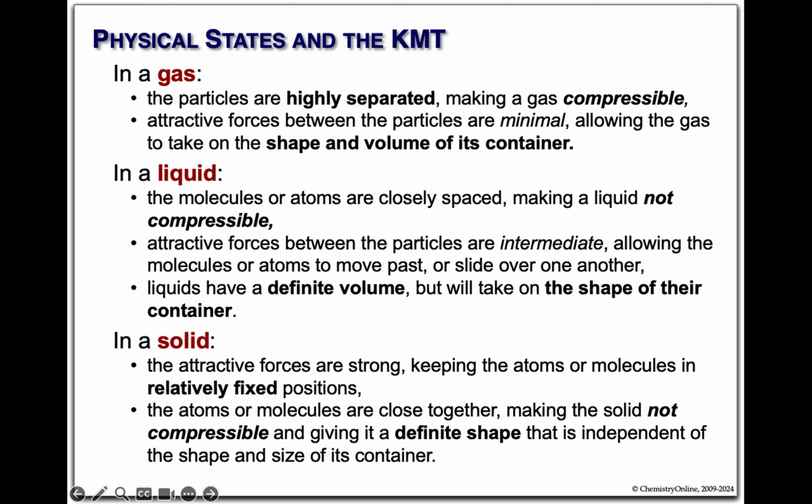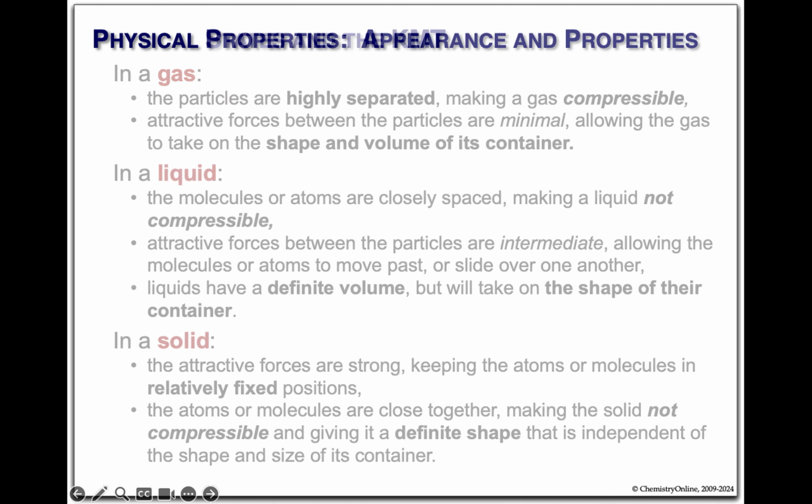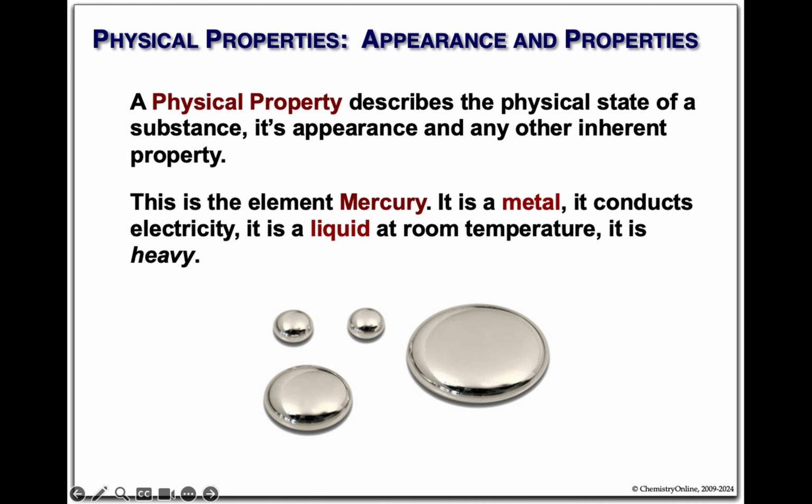All right, let's continue with physical properties, and let's look at our friend Mercury. Physical property again describes the physical state, appearance, inherent properties, whatever. If we look at these little droplets of mercury, we would note that it's a metal. It conducts electricity. At room temperature, it's a liquid.